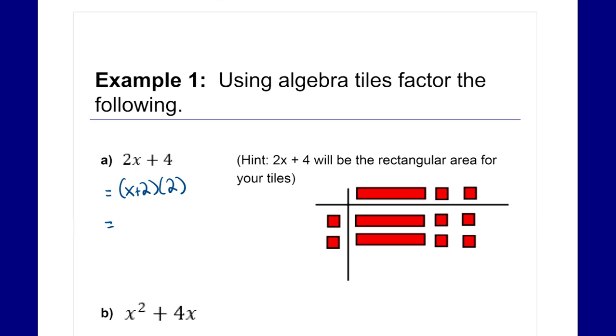So if I factor 2x plus 4, it's the same thing as saying 2 times x plus 2. So it's the same thing. Now we're just rewriting it as a factor rather than the product. So basically we're saying 2 times x plus 2 will give us 2x plus 4. We're just rewriting it in a different way.